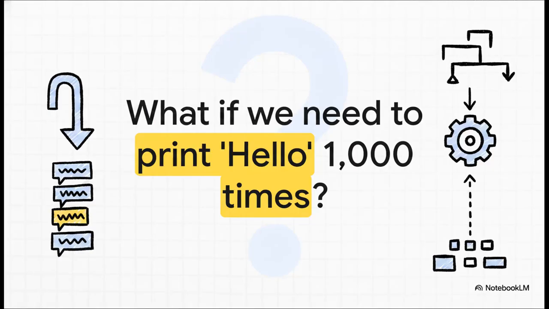Here is a quick challenge for you. What if we desperately need to print the word hello 1,000 times? Are you honestly going to sit there and manually type that out 1,000 times? Of course not. That's practically impossible, and it'd be an absolute nightmare to maintain. And this proves exactly why while and for loops were invented in the first place. They are our automated logic engines.